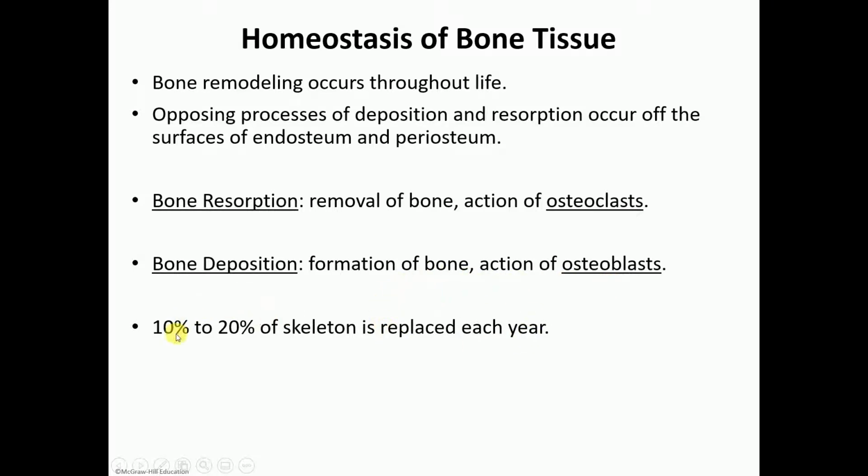Annually, we replace about 10 to 20% of our skeleton. Again, as we age, bone resorption tends to be more than bone deposition, and this is especially true in menopausal females. If it's not taken care of, that can lead to osteoporosis.